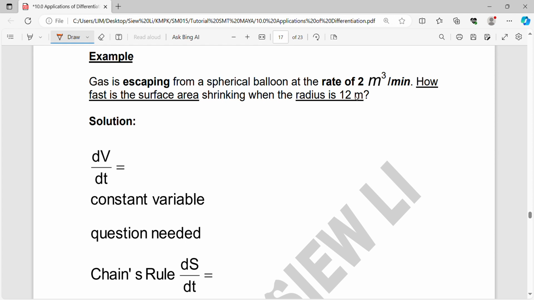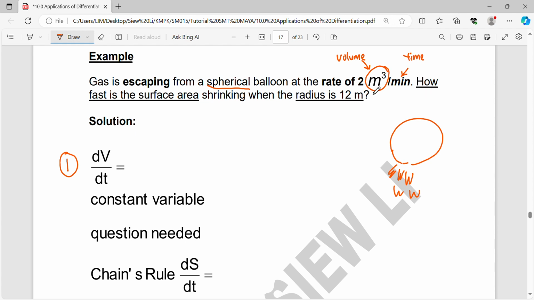So first step, identify the information and the shape given here. The gas is escaping from a spherical balloon. So we have a spherical balloon, and we know that the gas is coming out. That is our understanding here. So the shape involved here is spherical, at the rate of 2 meter cube. Meter cube is a unit for volume. Minute is a unit for time.